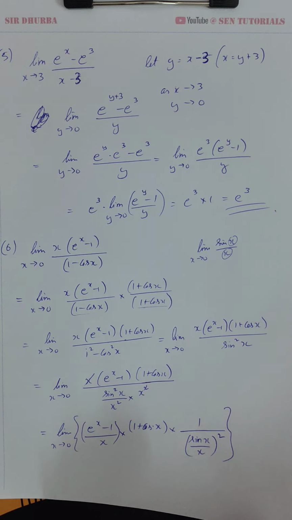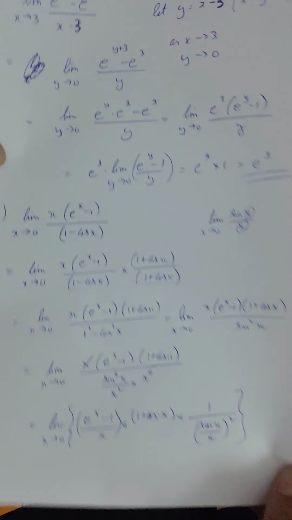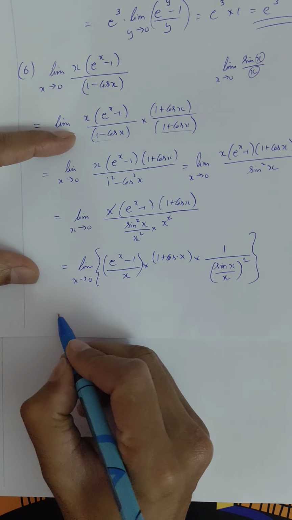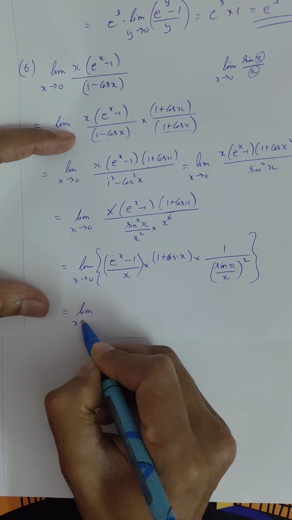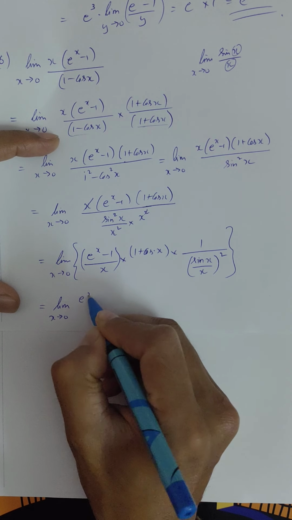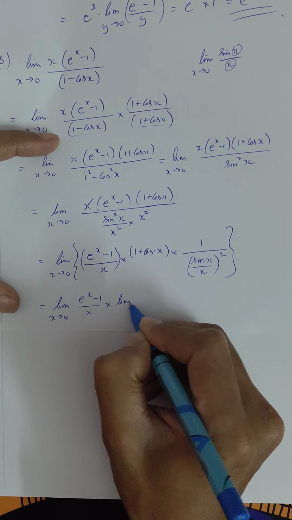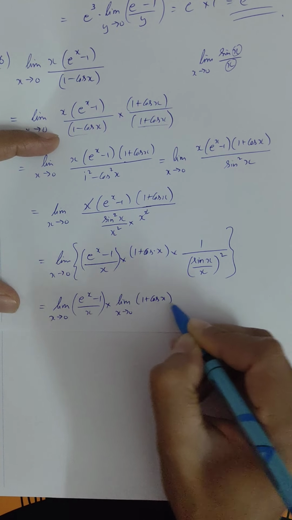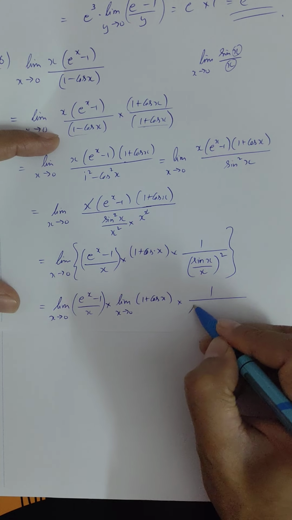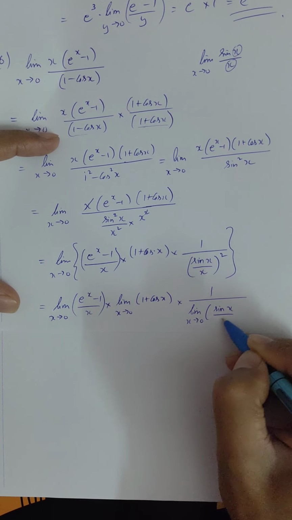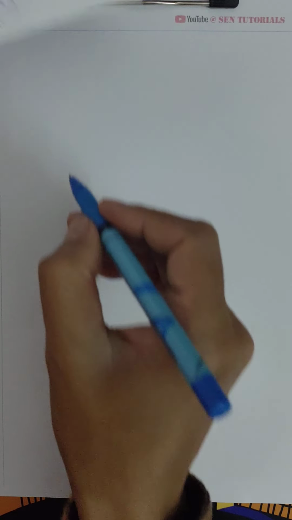All right. So let's arrange this now. I'll just do it here if you don't mind. That will be limit as x tends to 0 of (e power x minus 1) by x, into limit as x tends to 0 of (1 plus cos x), divided by 1 by (sin x by x) whole square. We know this from the basic operations of limits. All right, so this is how much? 1 into, how much is this?